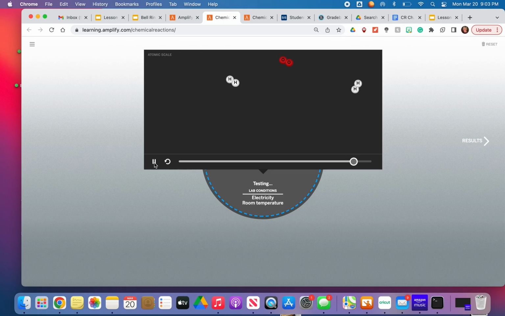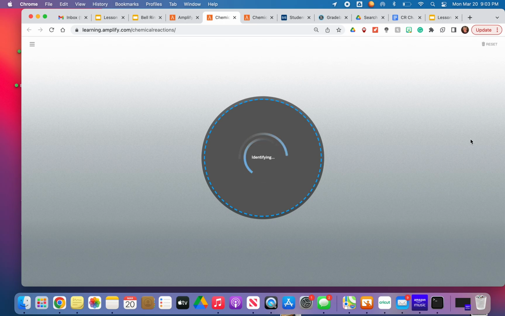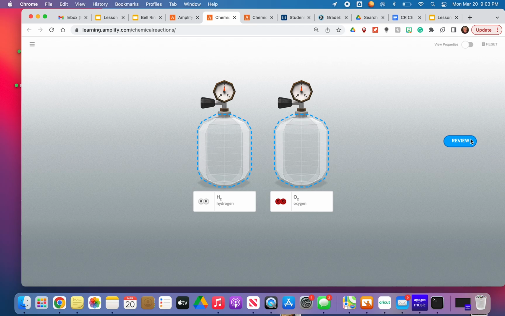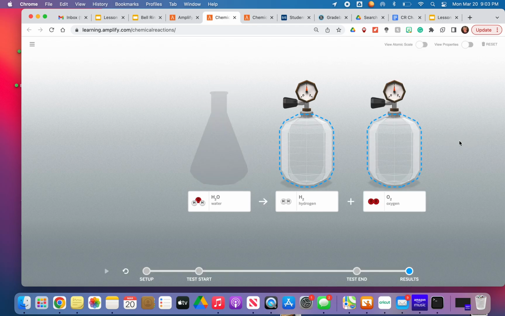So we started out with H2O, and our results were that we had a chemical reaction in which hydrogen and oxygen formed. When you look at your review, on the reactant side we would say water yields, or H2O yields hydrogen, H2, and oxygen, O2. Now, you would have to have the right number of molecules for that. We'll discuss that a little bit later.